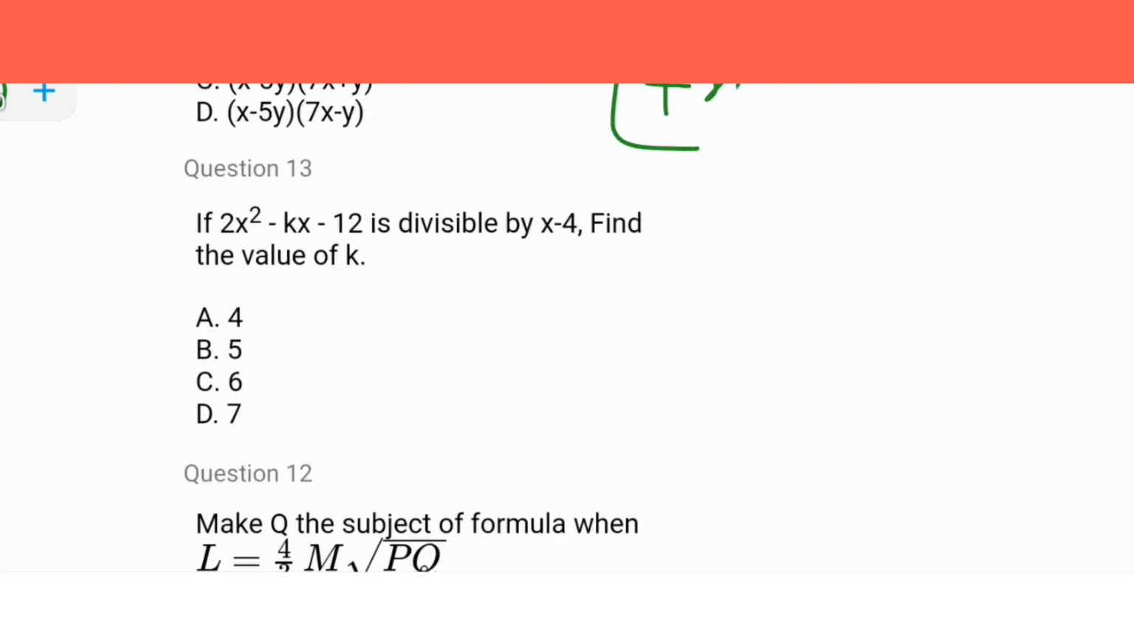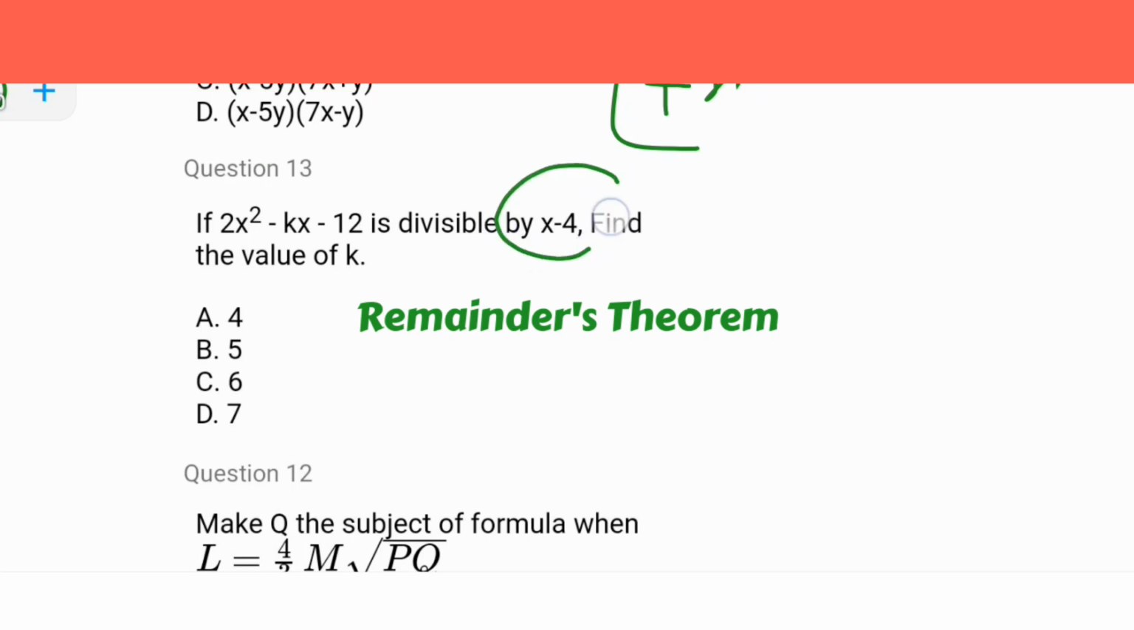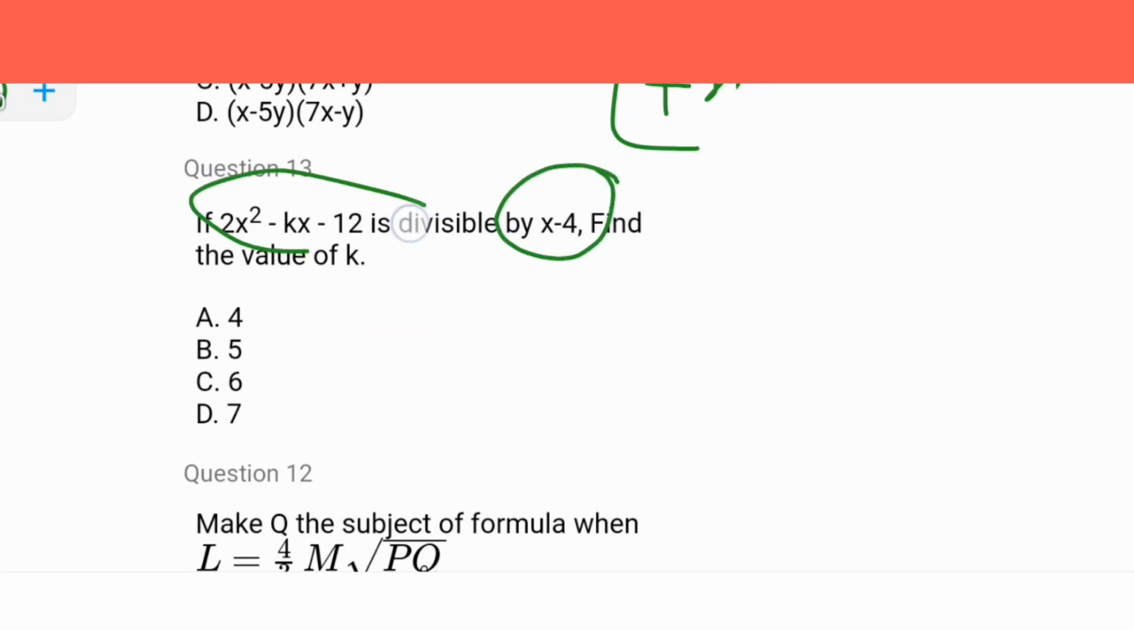So for the next one, we are told that if 2x squared minus kx minus 12 is divisible by x minus 4, find the value of k. This is the remainder theorem. So since it's divisible by x minus 4, just go to this equation and put 4 there. Positive 4, okay, because it is minus 4 here. So you plug in positive 4. Okay, and everything must be equal to 0 since it's a factor.